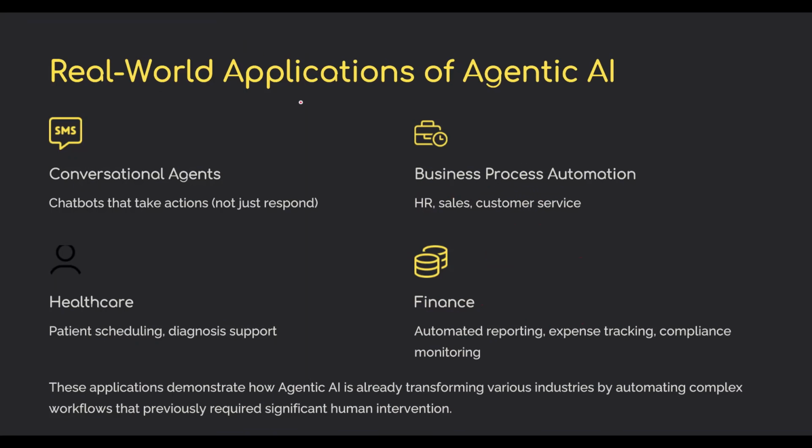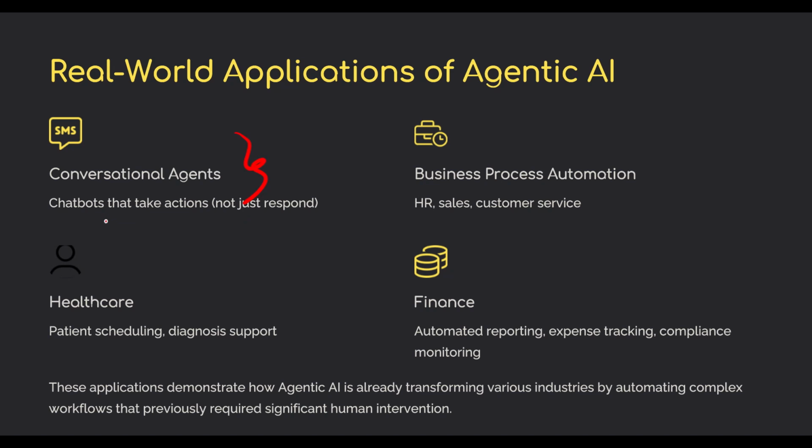So let us see some more real world applications of agentic AI which are widely used nowadays. One is conversational agents. That means chatbots that can take actions. For example, if a person wants to schedule a meeting with us, he can directly contact us, and our AI agent can easily see what is the best time for us to schedule a meeting with him, and it can automatically schedule a meeting without our interference. That is one of the best chatbot improvements nowadays.